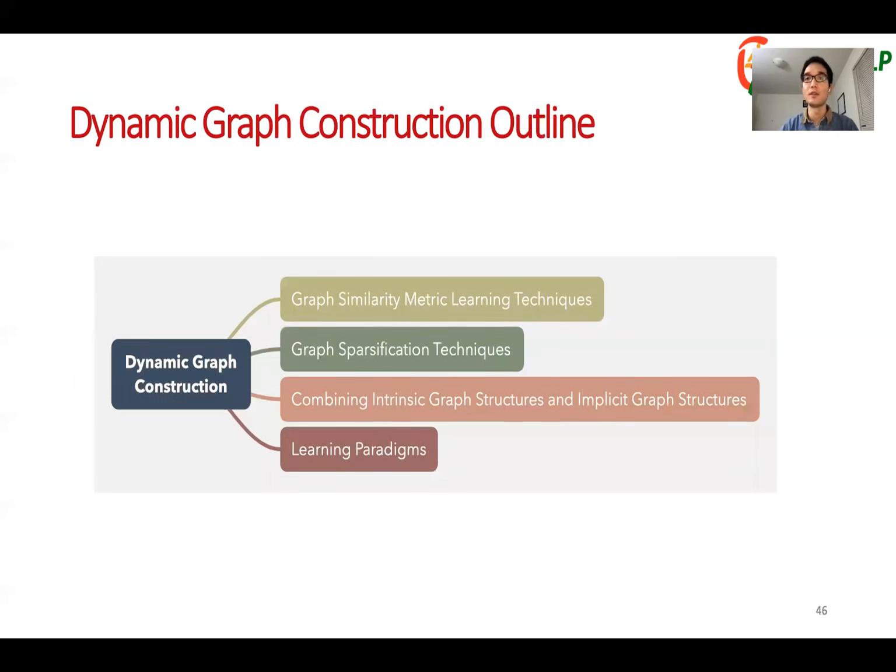Next, we will introduce each of the 4 dynamic graph construction techniques, which we summarize from the existing practice of its applications in the NLP field. These include graph similarity metric learning techniques, graph sparsification techniques, combining intrinsic graph structures and implicit graph structures, and learning paradigms.